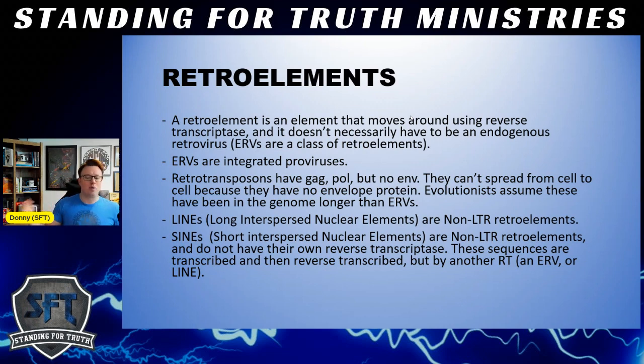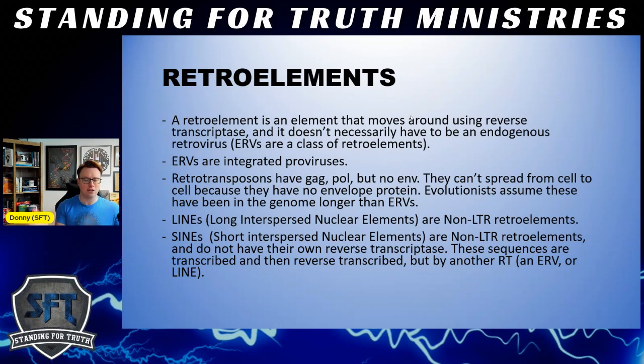ERVs are integrated proviruses. Once it actually integrates into host DNA, and with the ERV, again, you have LTR, GAG-POL, ENV. It's now a provirus. That's proviral DNA. Retrotransposons, on the other hand, have a GAG and a POL, but no ENV. And therefore, they can't spread from cell to cell because they have no envelope protein. They don't have that ENV component like the ERV does. And evolutionists assume that these have been in the genome longer than ERVs. And I want to talk about that a little bit later.